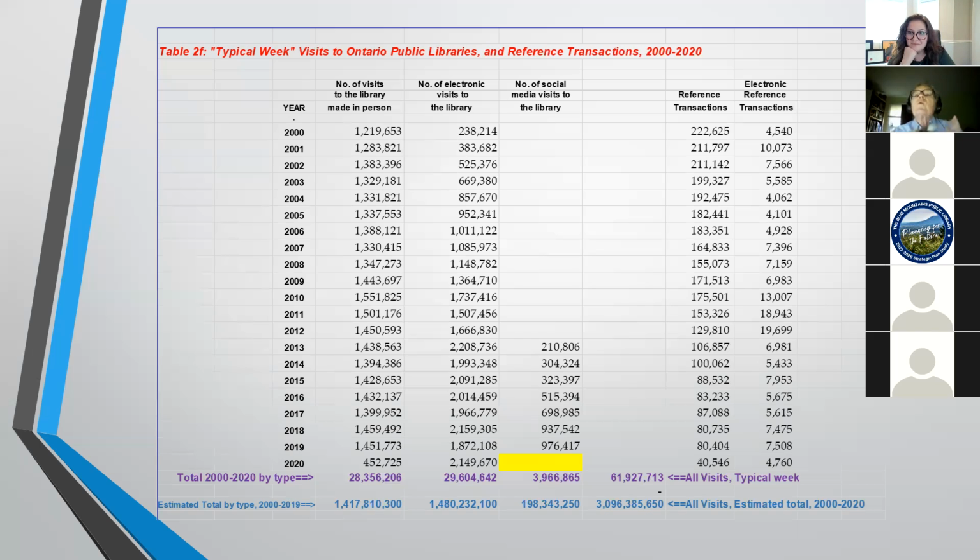So we have the total, the weekly average. Now, we want an annual estimate to get a notion of how much is really going on. And so the ministry has a suggestion. They suggest multiplying by 50. They figure vacations and stuff like that. So the purple line is the sum of the typical week, and then the blue line underneath that is an annual estimate, a sum of the annual estimates to get an idea of how many people, say, walked in the library from 2000 to 2020. So that comes up to 1.4 billion.